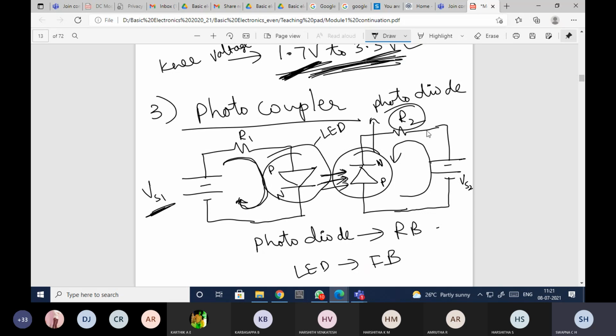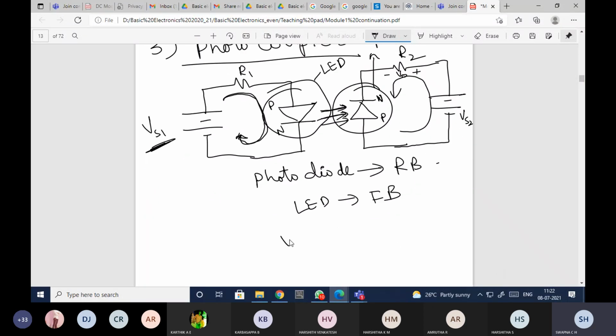So now here what I need to do is find the output voltage across R2. Okay, so current is flowing in this direction, so this is positive and this is negative. Let me name this as V0. I need to find the output voltage V0. Okay, so how will you find V0? We need to first check whether light is illuminated or not.